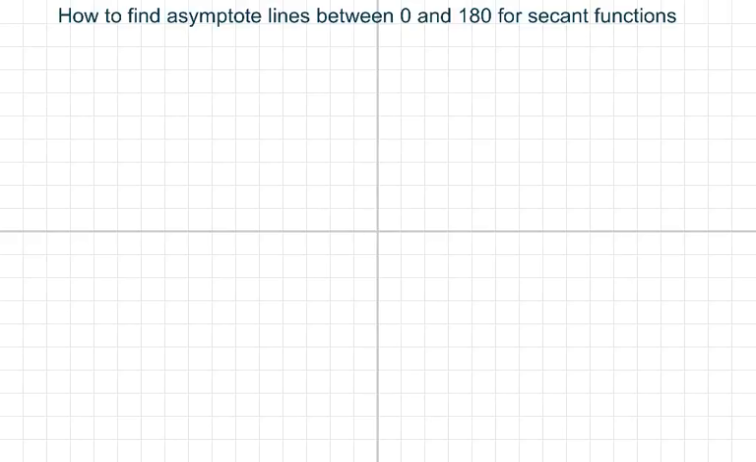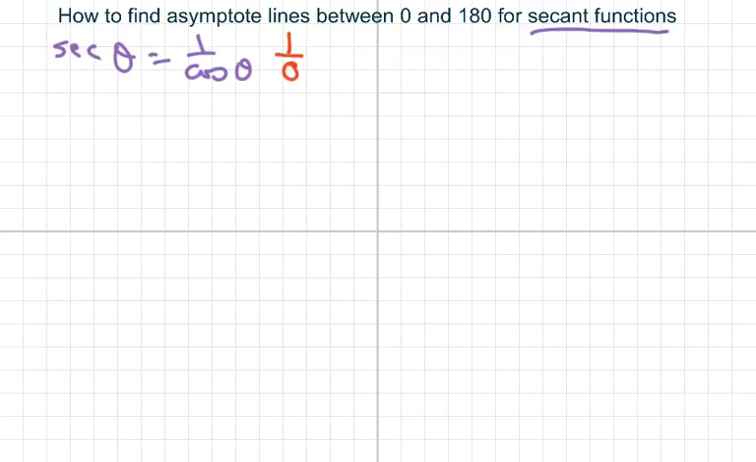We're going to find the asymptote lines between 0 and 180 for different secant functions. So the first thing I'm going to do is write secant of theta equals 1 over cosine. Okay, all this means is that I can't divide by 0. You divide by 0, that's undefined, so that generates an asymptote line.